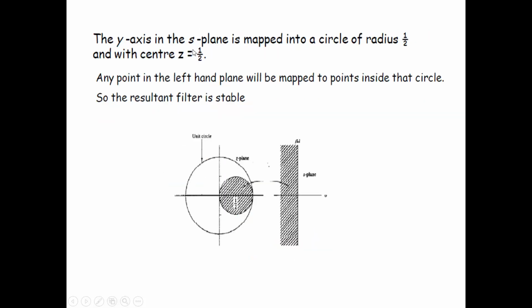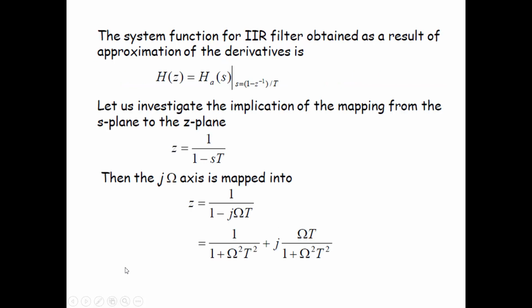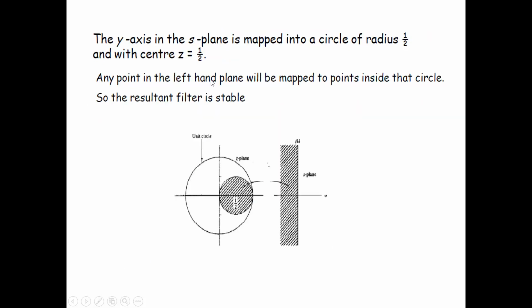Now the y-axis in the S-plane is mapped into a circle of radius half. If you get the mapping from here, you will see that the y-axis in the S-plane is mapped into a circle. This is the S-plane, and now the left side is mapped to a circle. What is this circle? This circle has a radius of half, with center at z equal to 1 by 2. So here is the center.